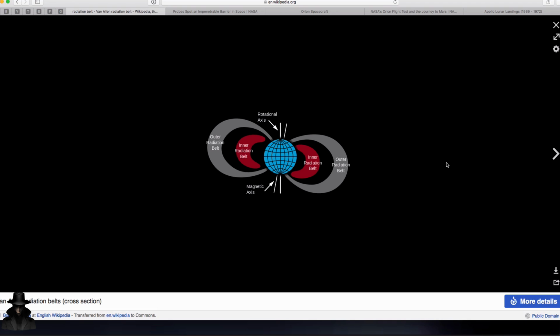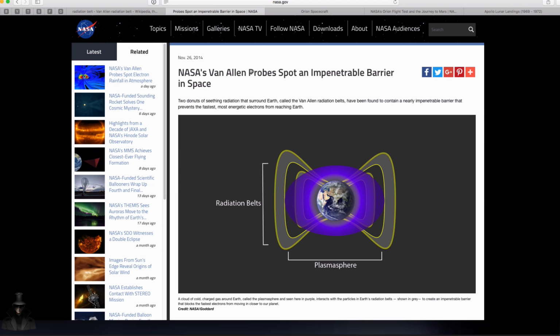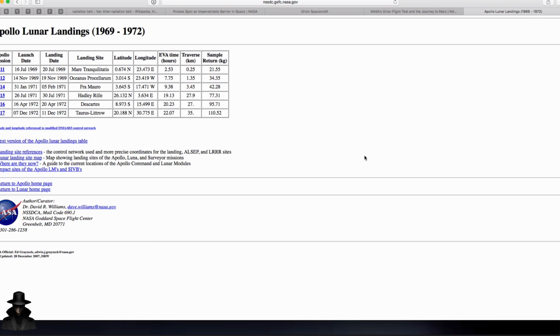That's something that NASA has on their website: NASA Van Allen probes spot an impenetrable barrier in space. So, talking about the Van Allen belts there. Now, the reason why I bring this up is because we supposedly landed on the moon. And here is the range right here, from July 16th, 1969 to December 7th, 1972.